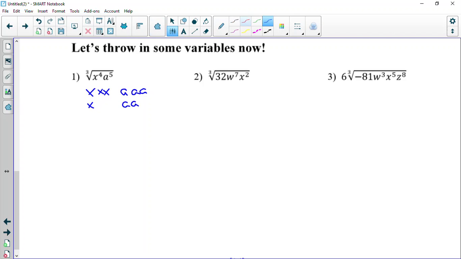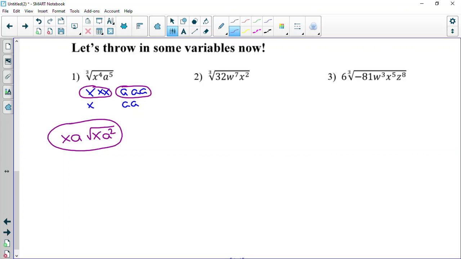All right, so looking for those triples, I've got a triple of x's and a triple of a's. So I can pull out one x to represent that group of x's, and then one a to represent the group of a's. Left over underneath, I've got one x, two a's. So I write that as a squared. Done.